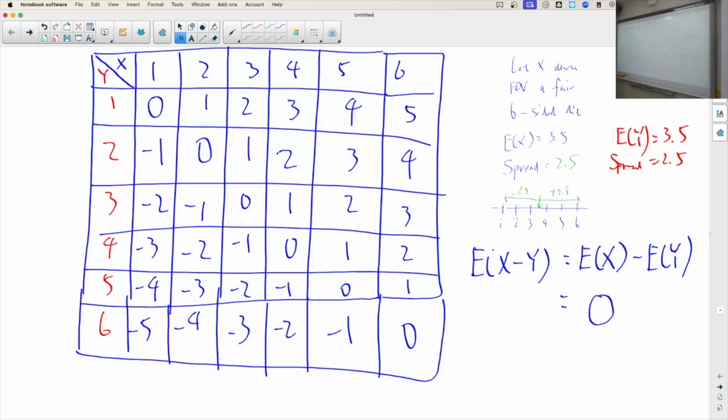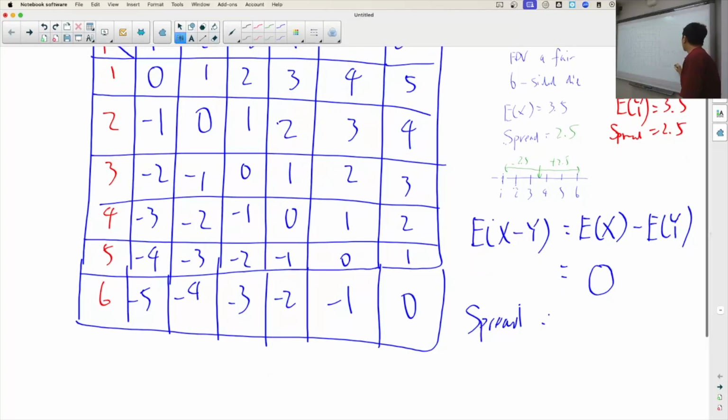Can you see that the average value of this is 0? From the table of outcomes you can see we have a 0 diagonal over here. On both sides of the 0, this balances out with this, and this balances out with this, so you can cancel things. It will come down to 0. Okay, good.